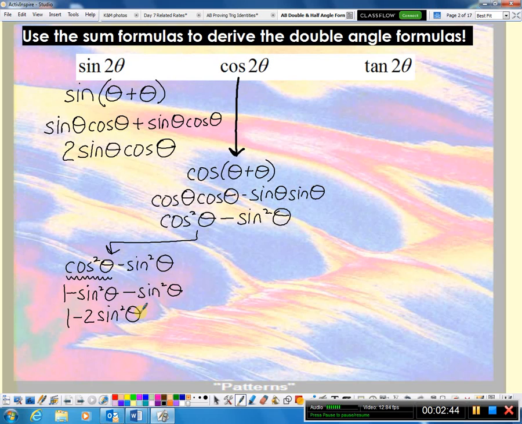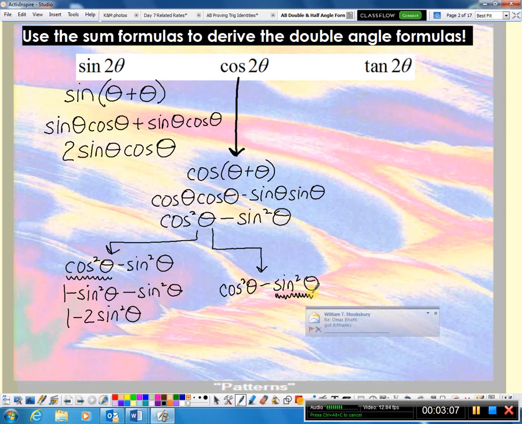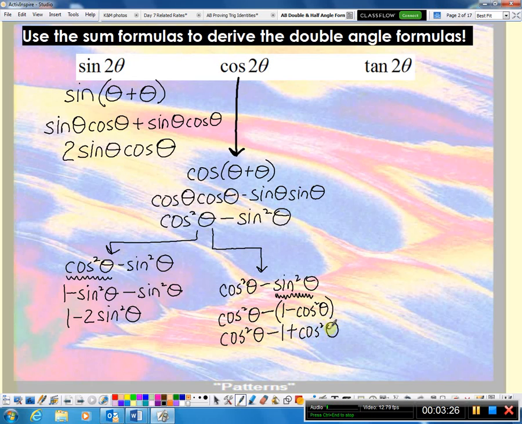You might find sometimes that it's easier in an equation, for instance, in the next chapter, to use one of these 3 ways over another of the 3 ways. So I'm going to do the same thing, but instead of subbing out cosine squared, let me sub out sine squared using a Pythagorean identity. So I have cosine squared minus, and then I'm going to have parentheses. Sine squared is the same thing as 1 minus cosine squared. If I distribute my negative, I get negative 1 plus cosine squared. And then when I combine like terms, I get 2 cosine squared theta minus 1.